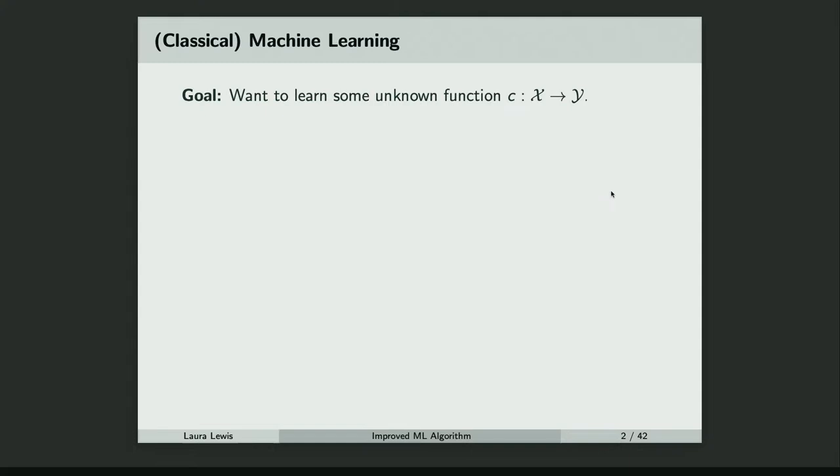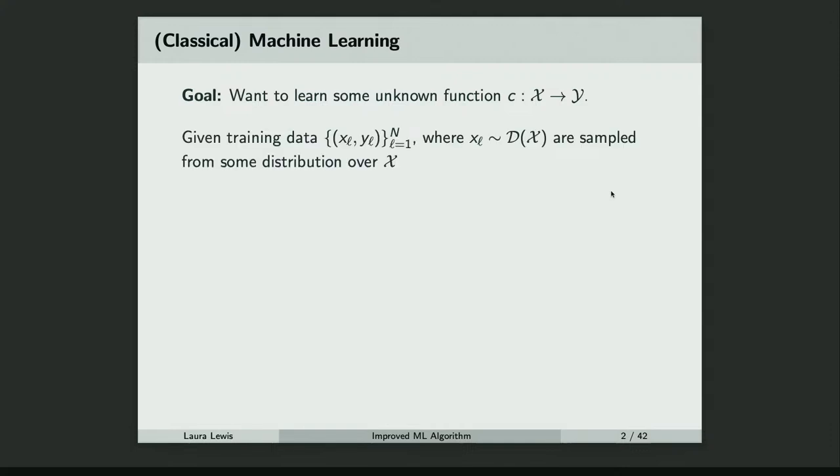So to go over the basics of classical machine learning, the goal is usually to learn some unknown function. I'll denote this function as C, and it just maps from any input space X to an output space Y. In order to learn this function, you're given some amount of training data. This training data usually comes in pairs, which I label as x_l and y_l, where x_l are inputs sampled from a distribution D over the input space X, and the y_l are the corresponding outputs for this x_l. So they're the function C that we want to learn evaluated at x_l. And sometimes this doesn't have to be exact. It can also be approximate.